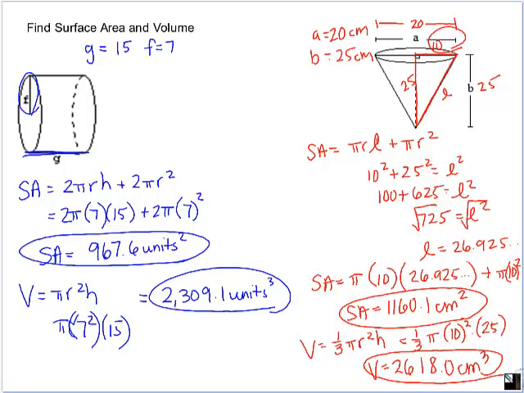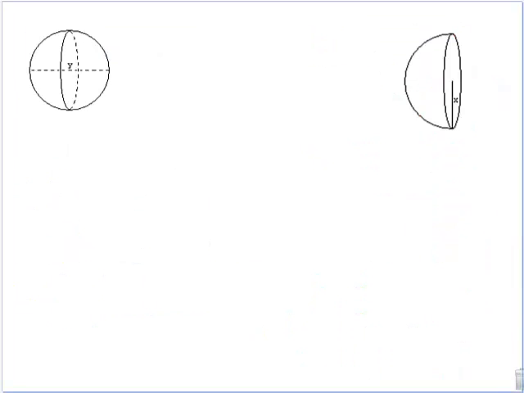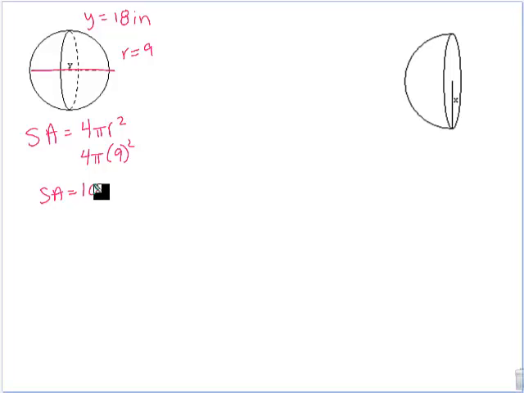Okay, last but not least, we'll do surface area and volume of a sphere and a hemisphere. So this time, for this sphere, I'm going to tell you that y is equal to 18 inches. So the surface area for a sphere is 4 pi r squared. So y is the diameter, so that means the radius would be 9. So we just have to take 4 pi times 9 squared. So when we do that, we end up getting a surface area of 1,017.9 inches squared.